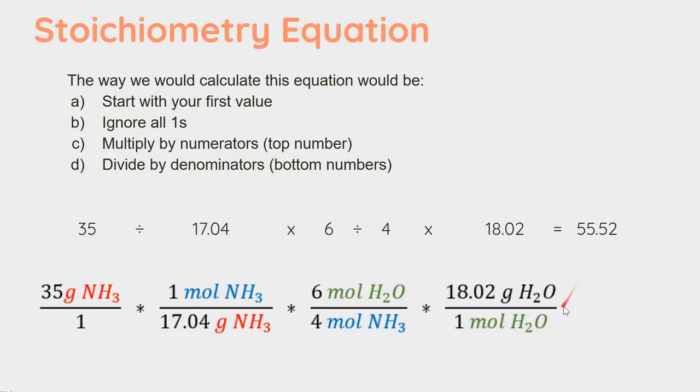What that number means is, remember, that last unit, the one that doesn't cancel, is the unit of our answer. It's 55.52 grams of H2O. We've predicted that if we start with 35 grams of NH3, we should create 55.52 grams of water.